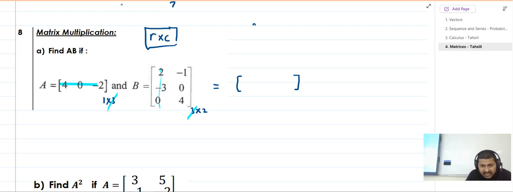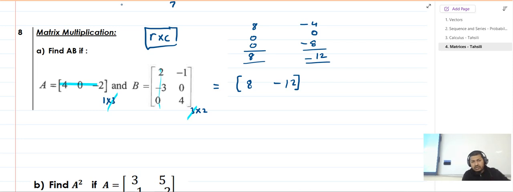4 times 2 is 8. 0 times negative 3 is 0. Minus 2 times 0 is 0. So that's just 8. So I put 8 here. Then 4 times negative 1 is negative 4. 0 times 0 is 0. Negative 2 times 4 is negative 8. Add up everything, I get negative 12. So 8 and negative 12, those are your two entries. So what is 8 and negative 12? The product AB. Basically I just worked out A times B here.